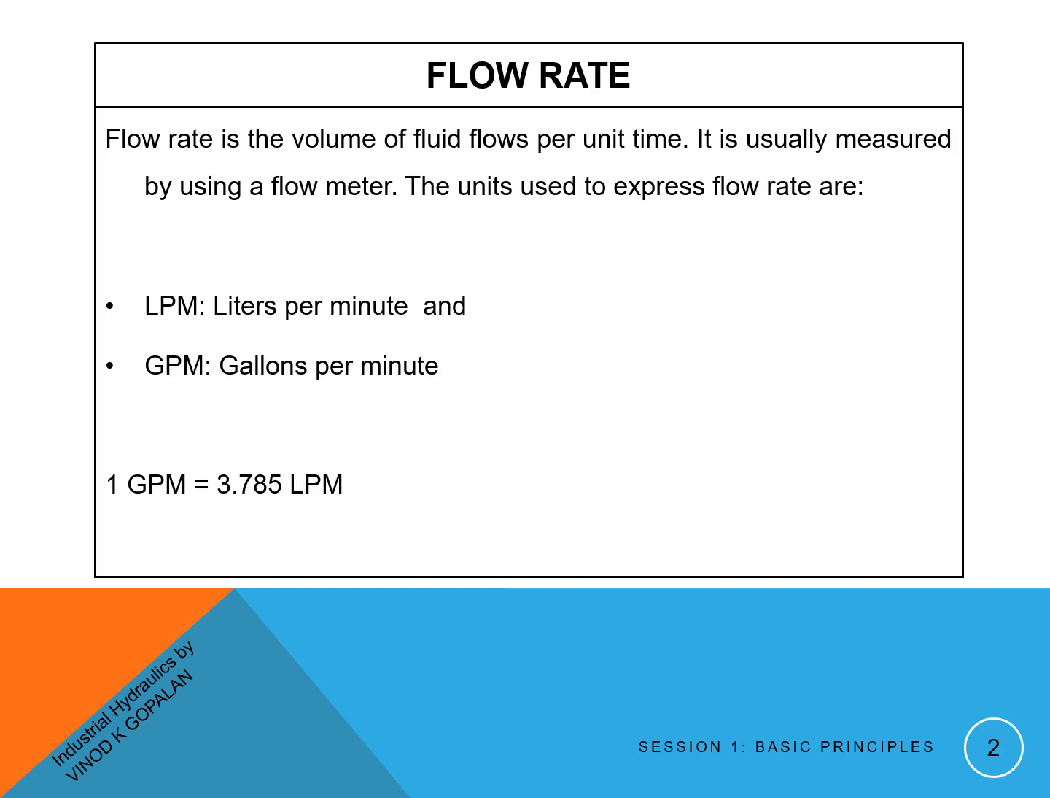Flow rate. Flow rate is the volume of fluid that flows per unit time. It is usually measured using a flow meter. The units used to express flow rate are LPM, liters per minute, and GPM, gallons per minute. 1 GPM is equal to 3.785 LPM.